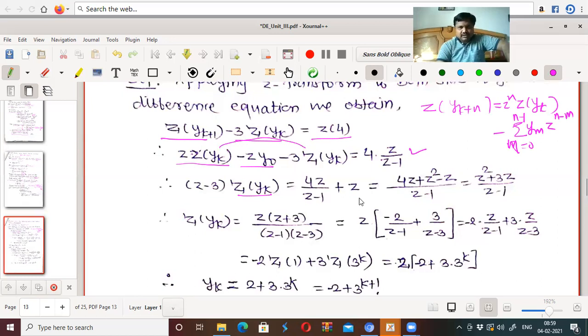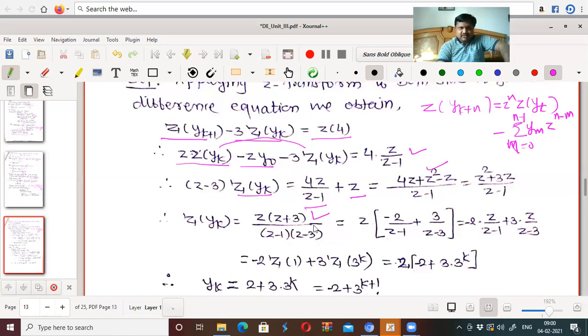It goes to plus Z, and this becomes 4Z upon Z minus 1. If I solve this, we get 4Z into 1, that is 4Z plus Z square minus Z upon Z minus 1. That is Z square plus 3Z upon Z minus 1. And therefore Z transform of yk equals Z square plus 3Z upon Z minus 1, divided by Z minus 3. Now this Z square plus 3Z can be written as Z into Z plus 3.